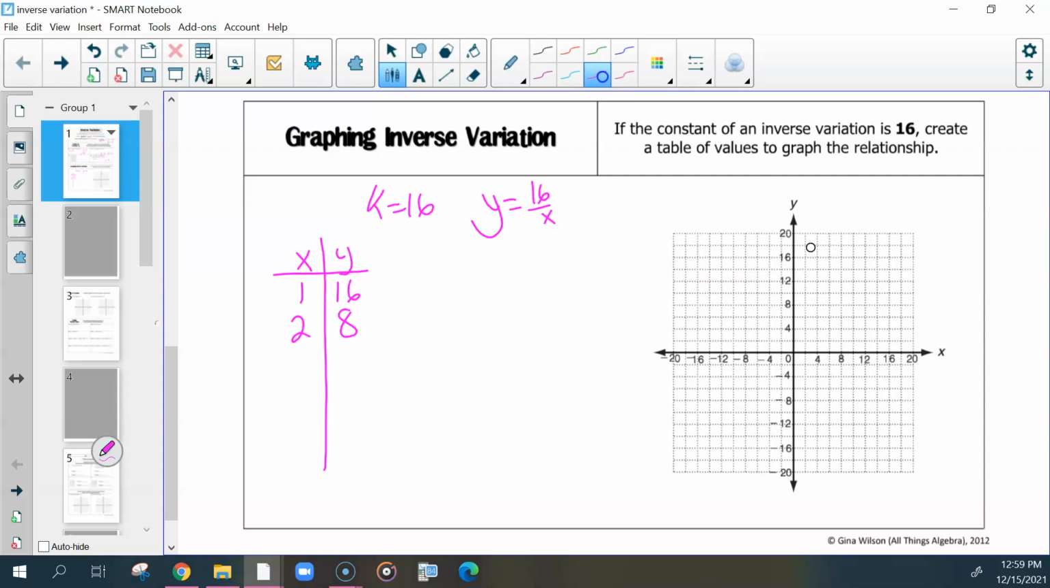Oh, I forgot, these are counted by 2s: 2, 4, 6. Yeah, okay. So this should have been here. 2, 8 would be right here. I'm not going to do 3 because 3 doesn't go into 16, but I'll do 4. 16 divided by 4 would give me 4. So 4, 4.